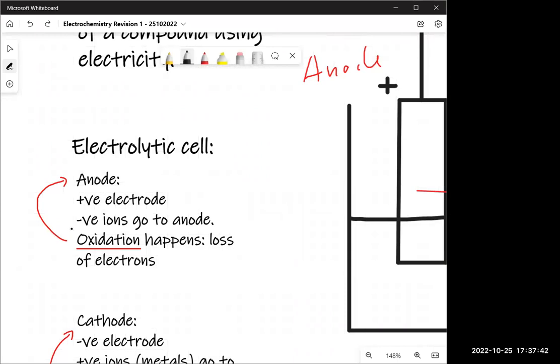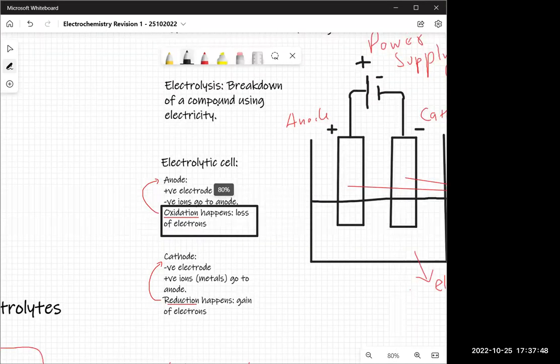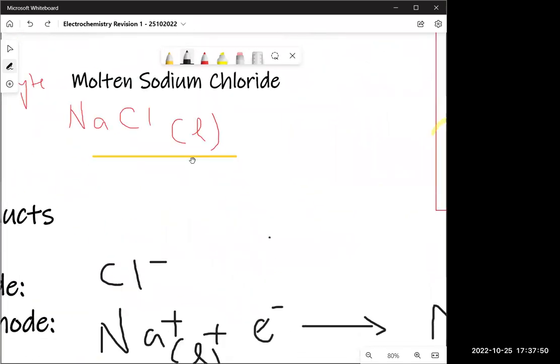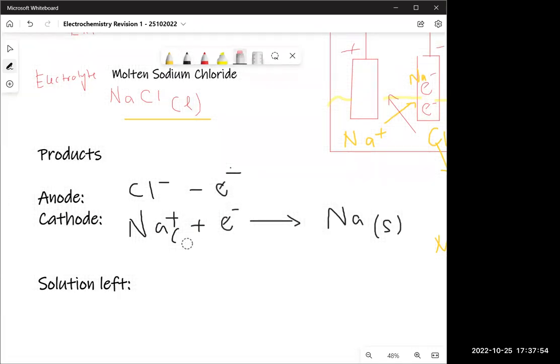Diana, read. Oxidation happens, loss of electrons. Loss of electrons. Fine. So that means Cl minus goes to the anode, it will lose an electron, right? And when it loses an electron, it becomes Cl, because it had charge, and if it loses the charge, it will become just Cl.